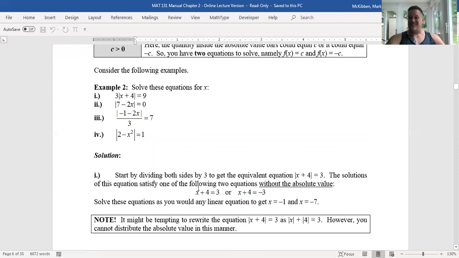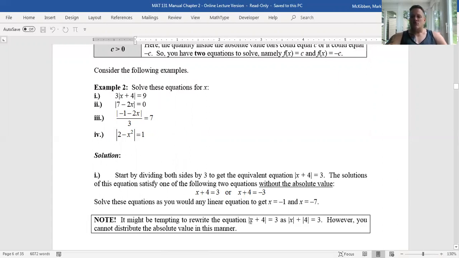So that's the inside equal to 3, and the inside equal to the negative of 3, and you solve both those independently to get -1 and -7 respectively. All right. So one key thing that I set up here is that you shouldn't treat the absolute values as parentheses.